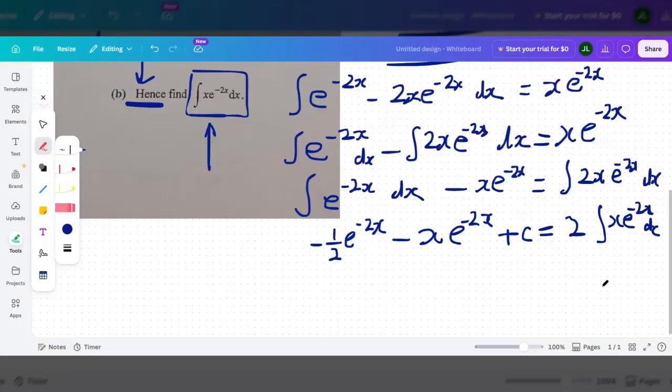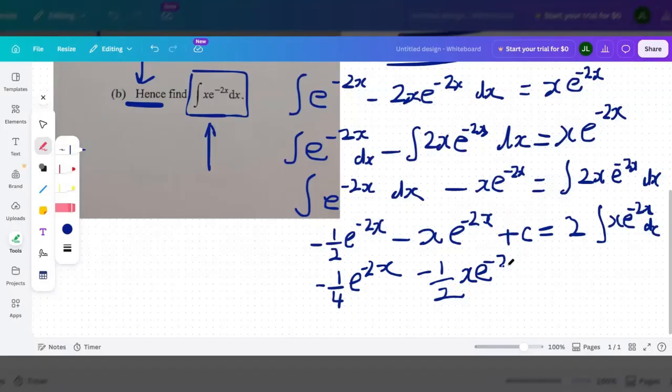All right, so this is what we have. And the next task is just to divide this whole thing by 2 if you want. So you need to divide this whole thing by 2 right now. What happens? You will be getting maybe a negative 1 over 4, e to the power of negative 2x. Why is it 1 over 4? Because it's divided by 2. And this one will be negative half e to the power of negative 2x.